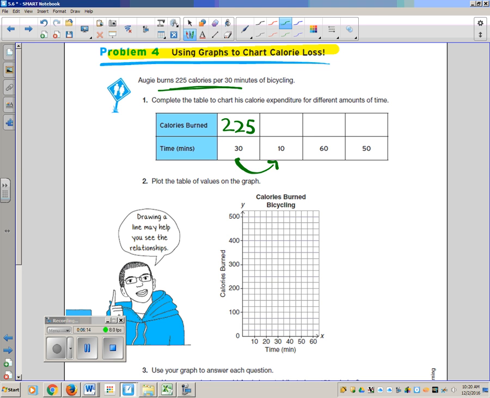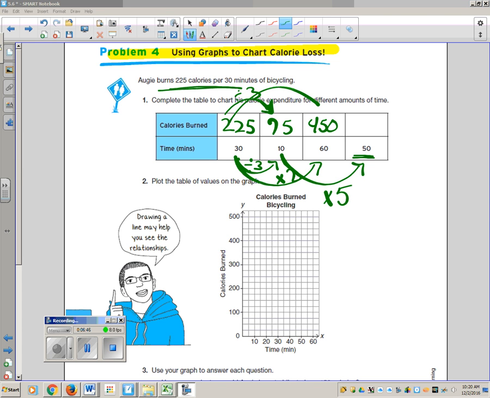This one's not a pattern as far as straight to the next box. I divided by 3. 225 divided by 3 is 75. 30 goes to 60. I doubled it. Doubled 225. I get 450. Now, I've got 50. I can go 10 to 50. That makes sense to me. Multiply that by 5. And 75 times 5 is 375.